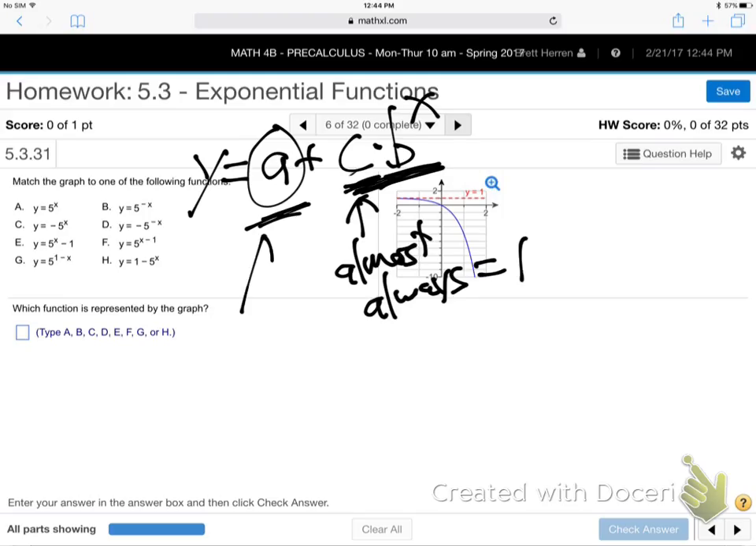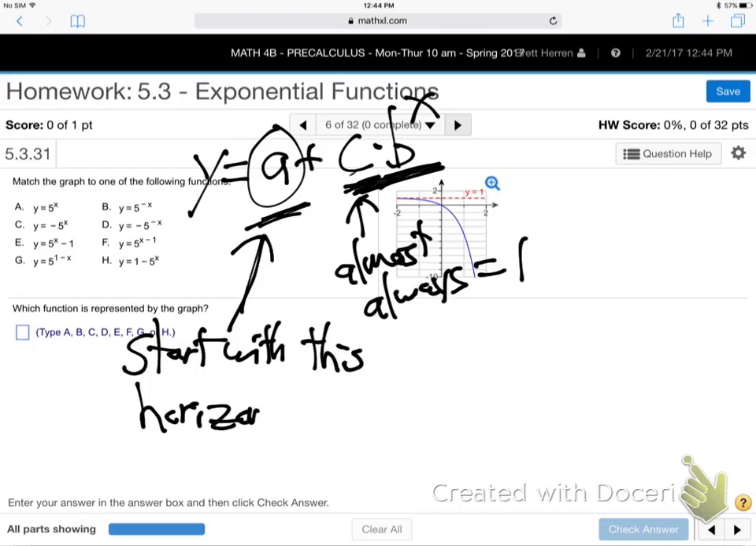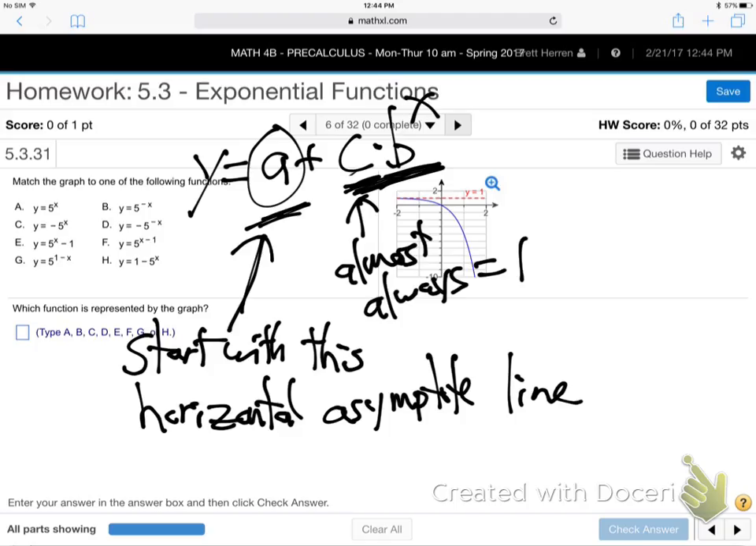Whatever's out there, added or subtracted, is super important. When it comes to graphing, start with the horizontal asymptote. The A stands for asymptote. Exponential graphs always have a horizontal asymptote line. See it right there? They always have a horizontal line either coming down or going up, on the right side or left side. It's always one of the two sides that they approach, a guideline for them.